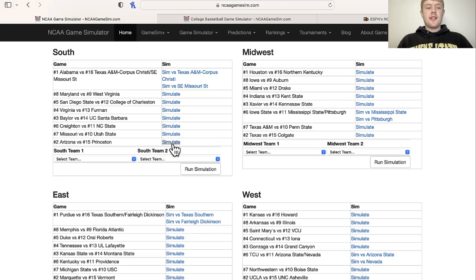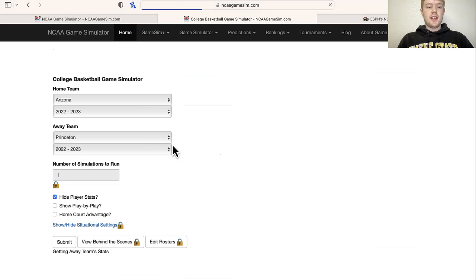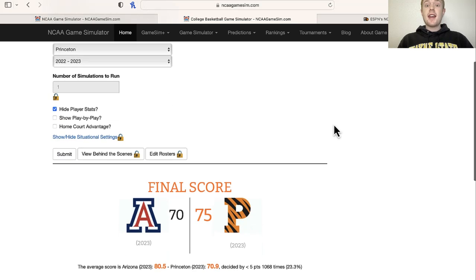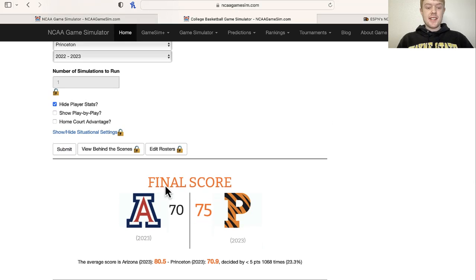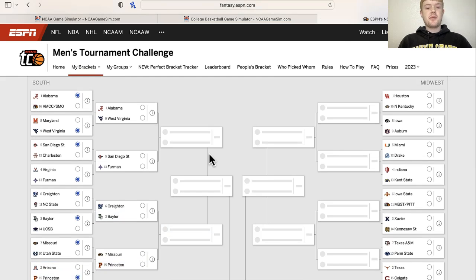And the final first round game of the South region, we got the 2 seed versus the 15 seed, Arizona versus Princeton. And we have another upset. Princeton's going to beat Arizona here. Wow. Now what we're going to do is we're going to finish the South regional and see who's going to be the champion of the South.